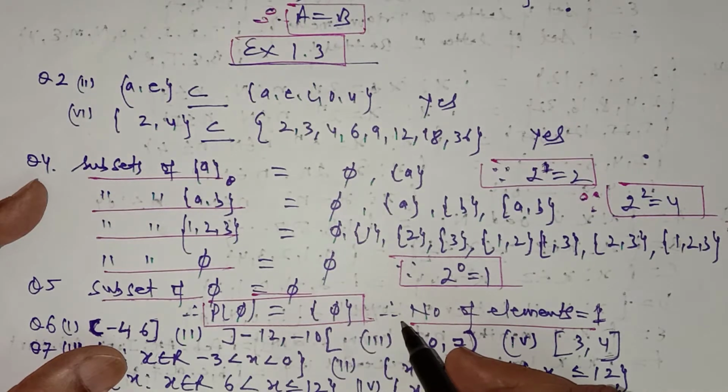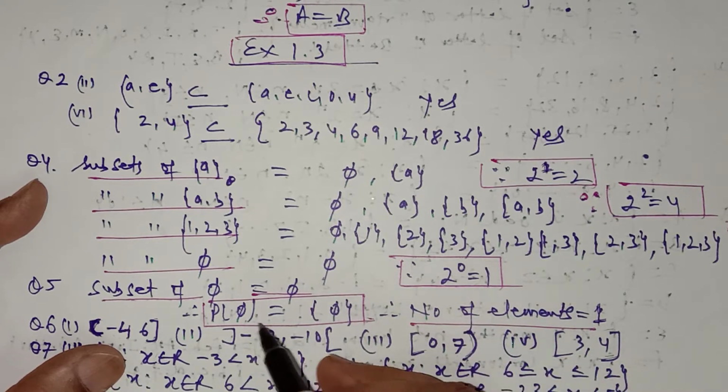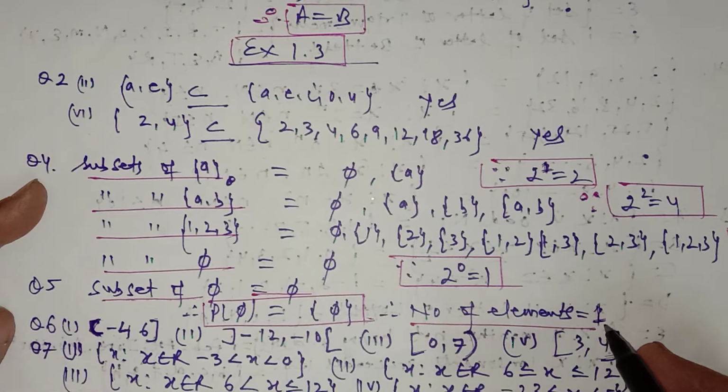So how many elements are in this? It is being asked how many elements the power set of this set has. It has only one element.